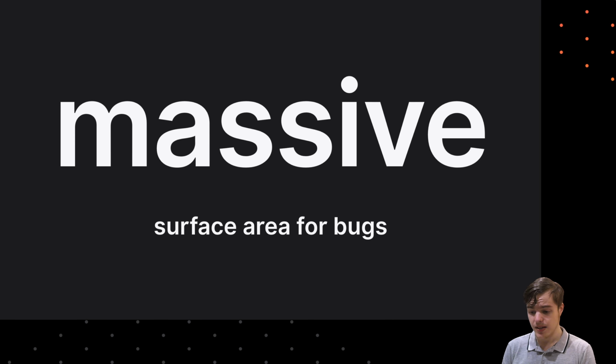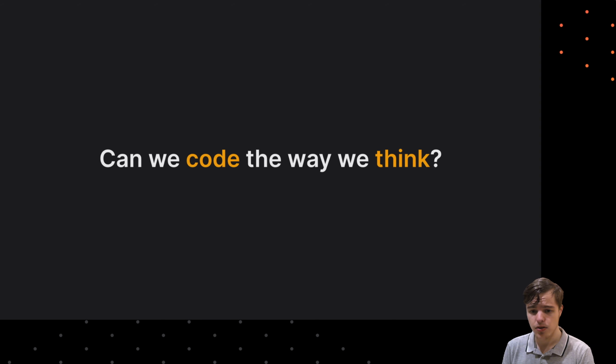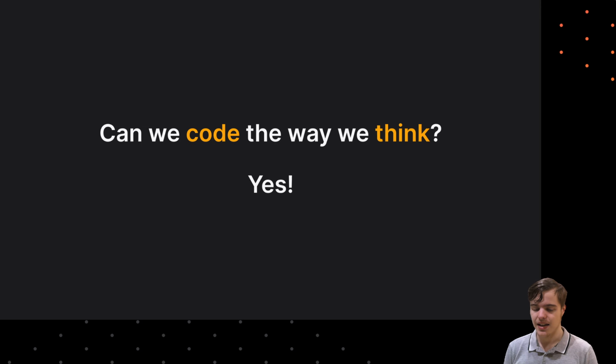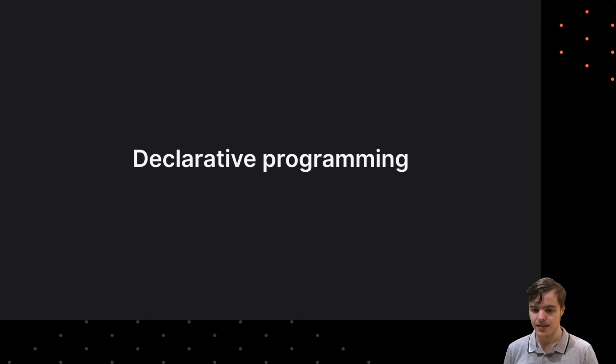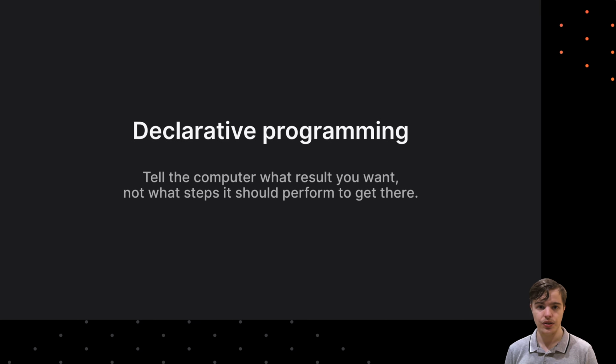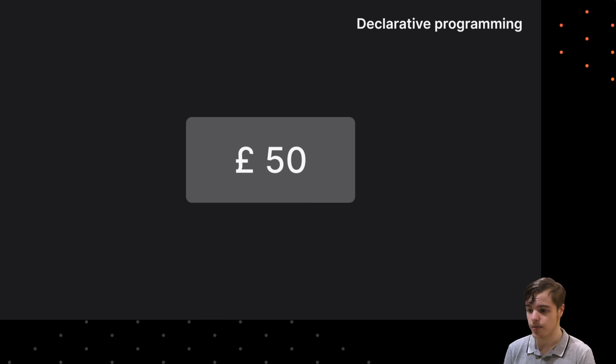So with this in mind, can we code the way that we think in terms of these end results? Well, it turns out the answer is yes. And the answer is declarative programming. With declarative programming, you tell the computer what result you want, not what steps it should perform to get there. So to solidify this concept a bit, let's take a look at an example of declarative programming.